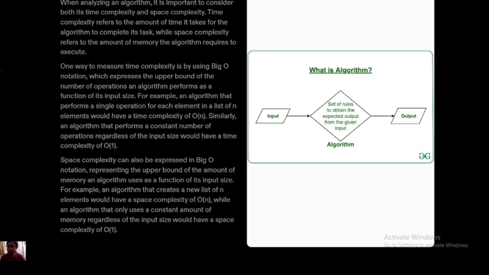memory an algorithm uses as a function of its input size. For example, an algorithm that creates a new list of n elements would have a space complexity of O(n), while an algorithm that uses a constant amount of memory regardless of the input size would have a space complexity of O(1).